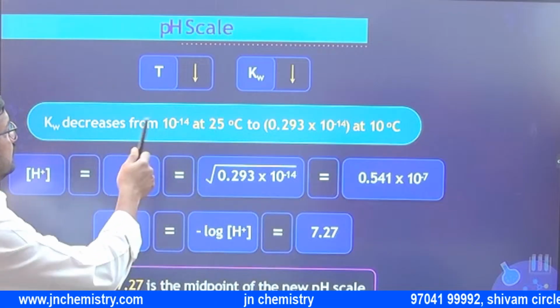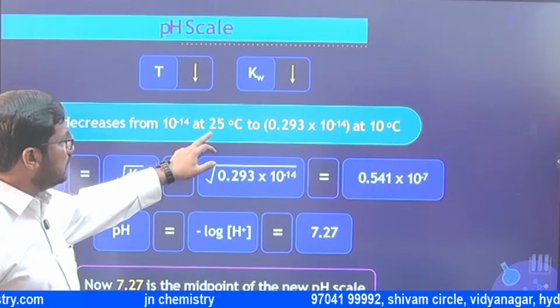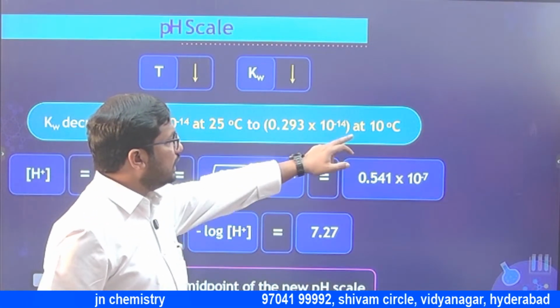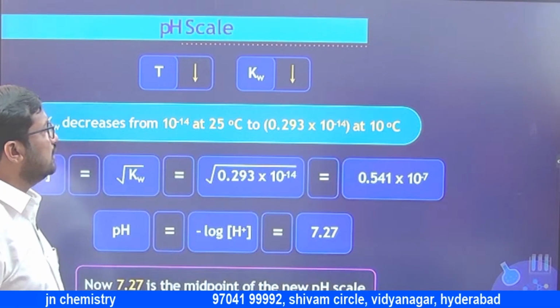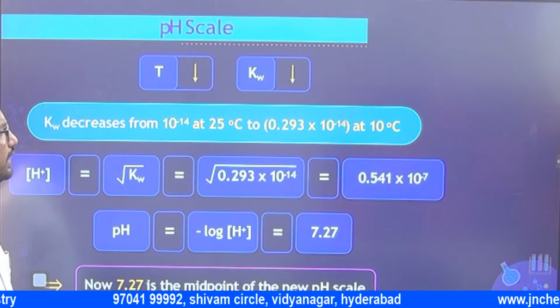So as temperature decreases, Kw decreases. Kw decreases from 10 to the power of minus 14, right? To 0.293 into 10 to the power of minus 14 at 10 degrees centigrade.